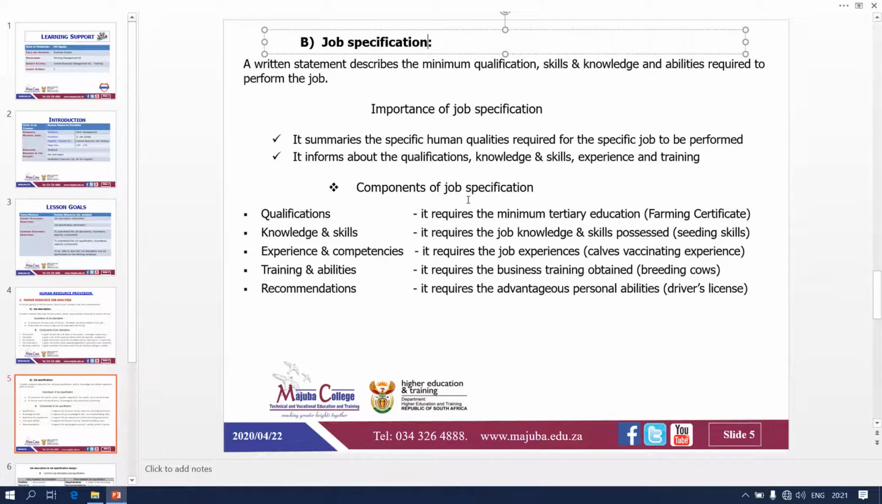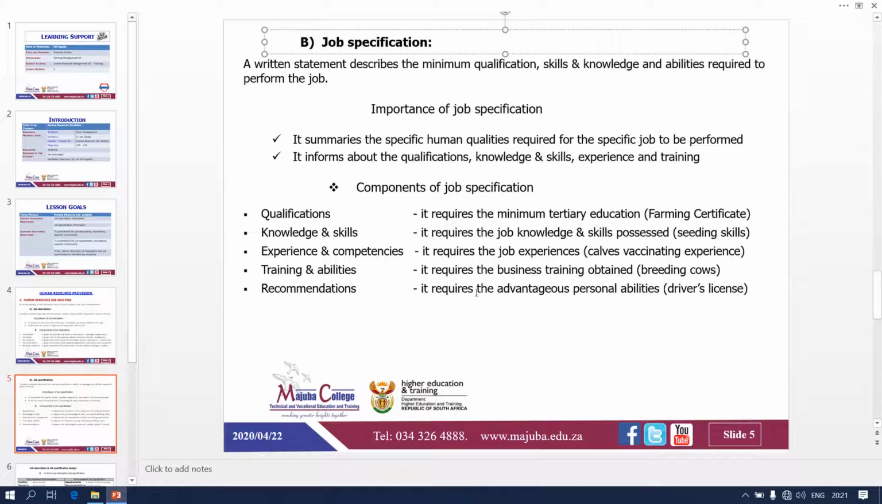Qualifications: minimum tertiary qualification, farming certificate N6. Knowledge and skills: you might have seeding skills, farming knowledge, right? Experience and competencies: calves, vaccinating experience. What job experience do you have? Training and abilities: what training did you obtain before? Like breeding of cows. That's a training that you received. Maybe you've gotten a certificate for that.